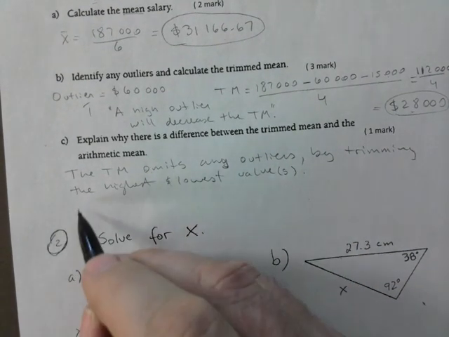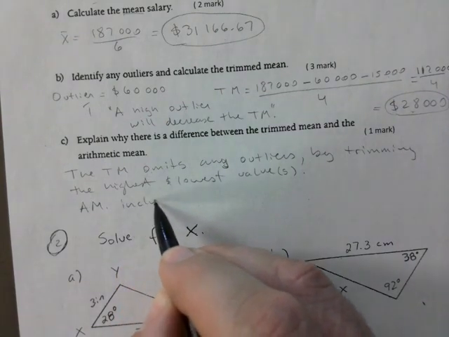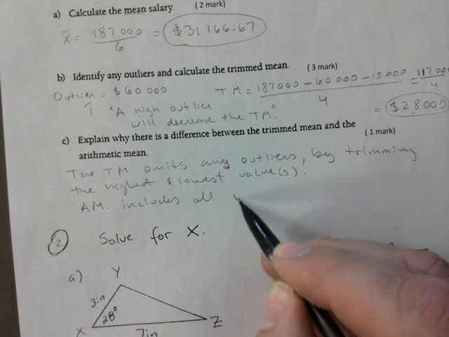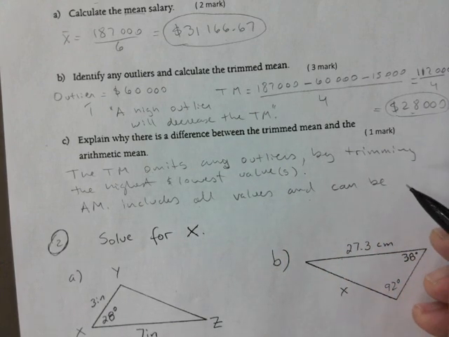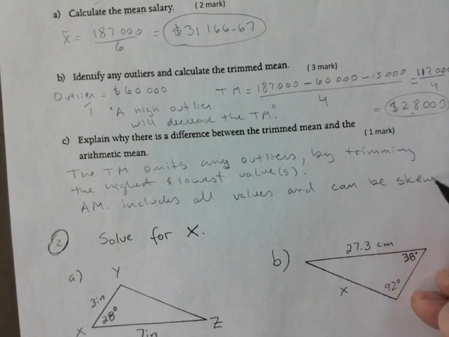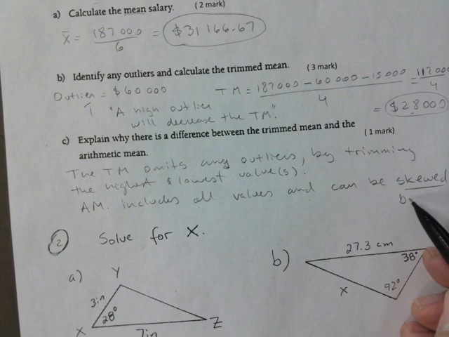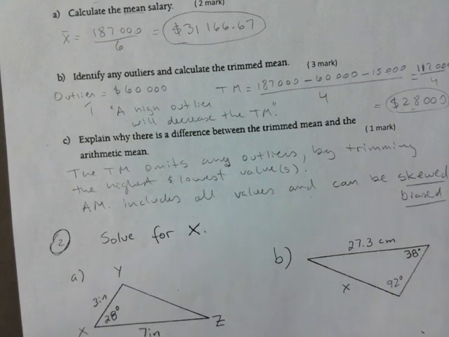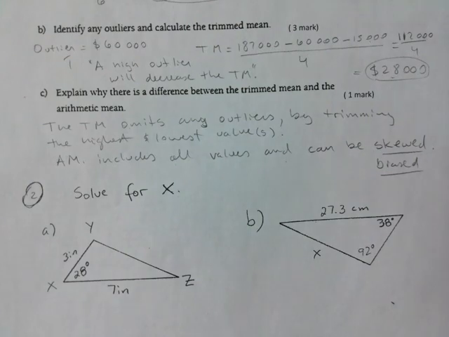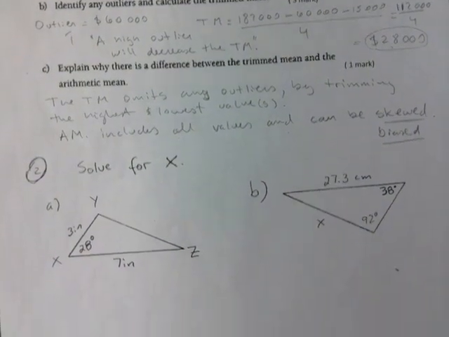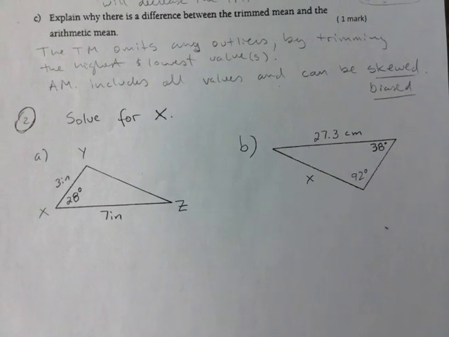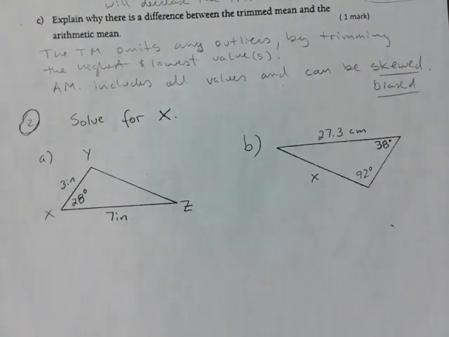Arithmetic mean includes all values, and can be skewed or biased. It can be affected. If you include everything, it doesn't show the true picture quite often, because outliers are caused by human error, or caused by something that isn't the norm. So that's why you want the trimmed mean, to eliminate any hiccups, any human error that may have caused it.